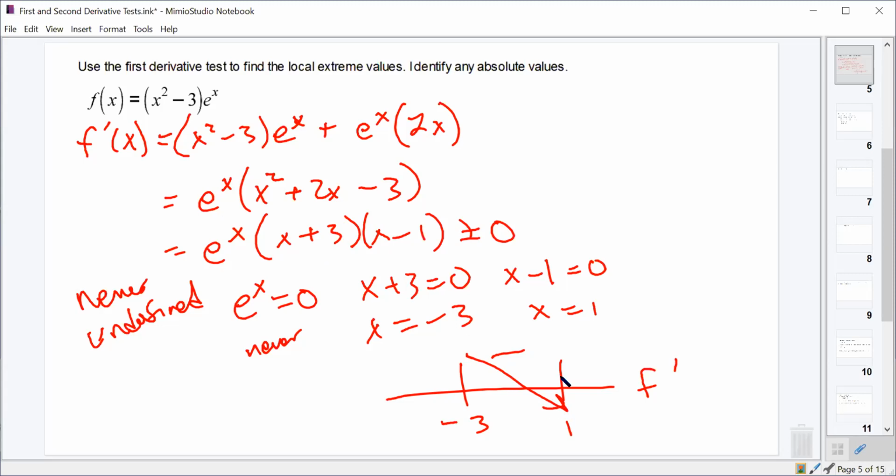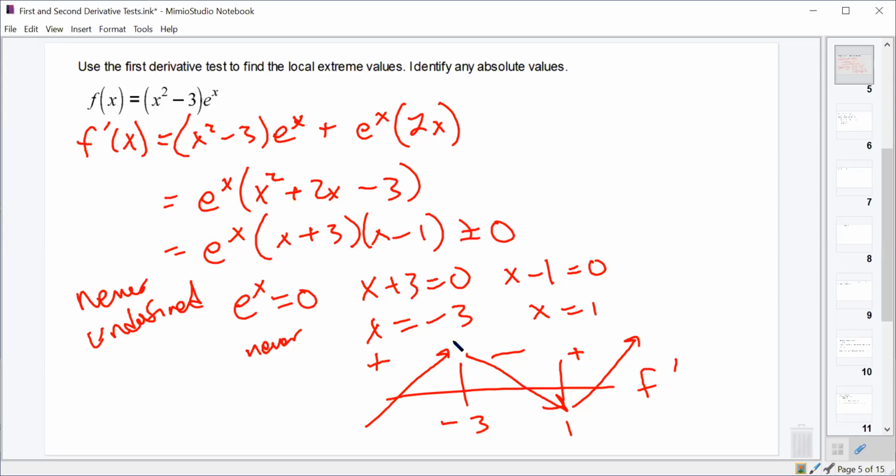Good? Okay. Something greater than 1, like 1,000. Positive times a positive times a positive, so positive. And something less than -3, like -1,000, is going to be a positive. E to the -1,000 is just a tiny little fraction, but it's still a positive number. And then a negative and a negative makes a positive. Everybody good with that also?